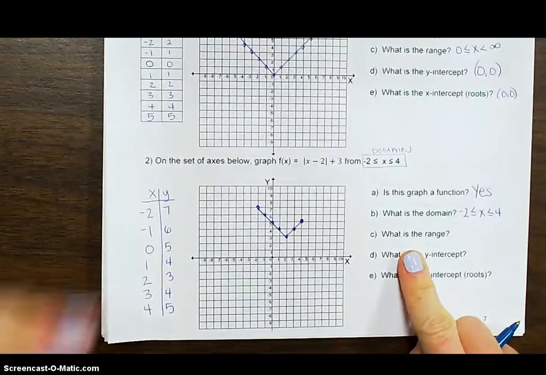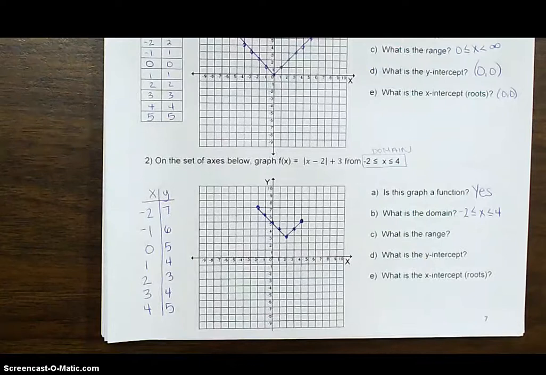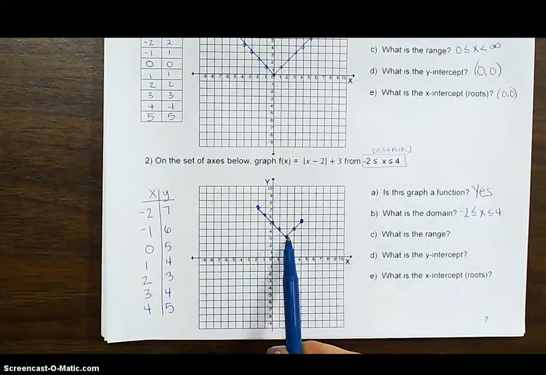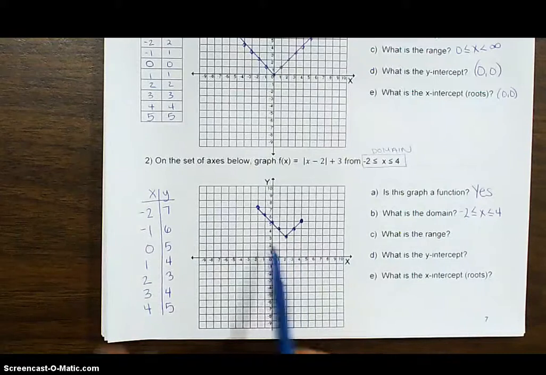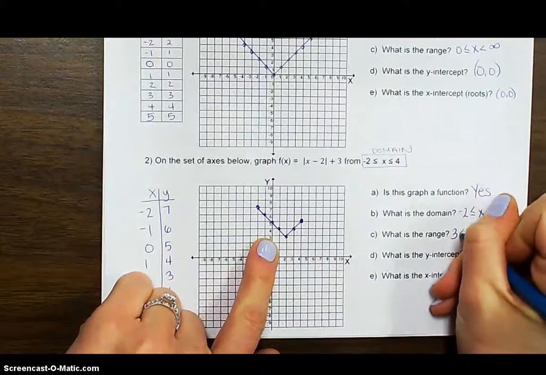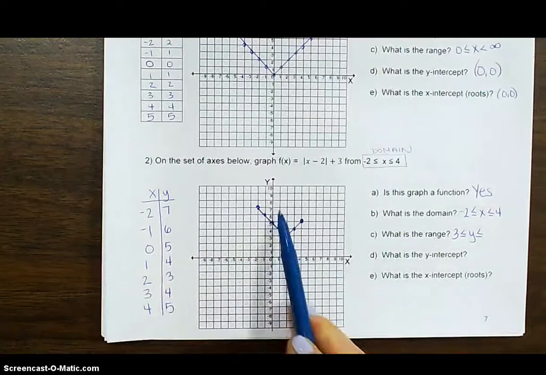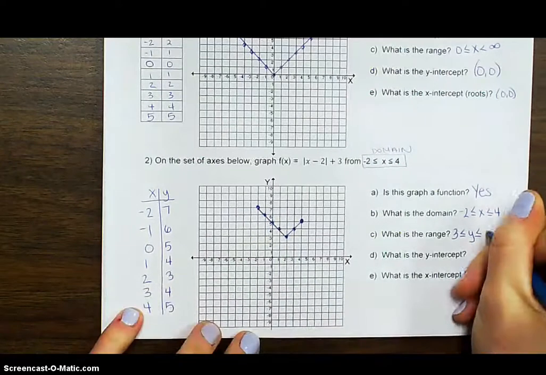So your range is your biggest y value and your lowest y value. So let's start with your lowest. So what's the lowest y value? You can look at your table of values or you can look at your graph. So my lowest y value is right here, which is 3, which is less than or equal to y, which is less than or equal to, what's your highest y value? Right there, and that is 7.